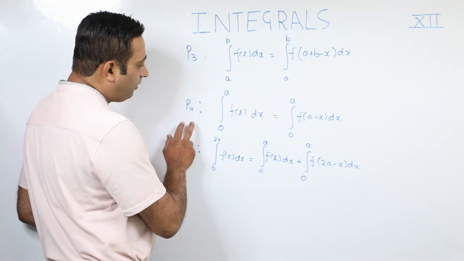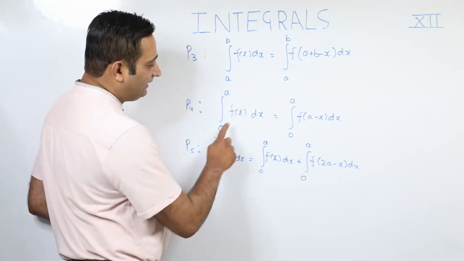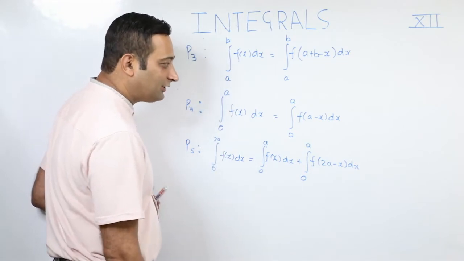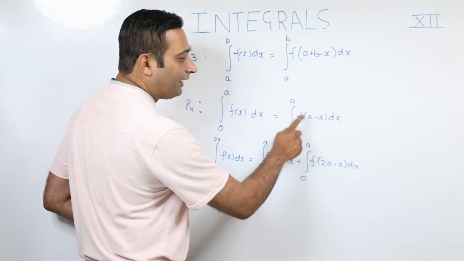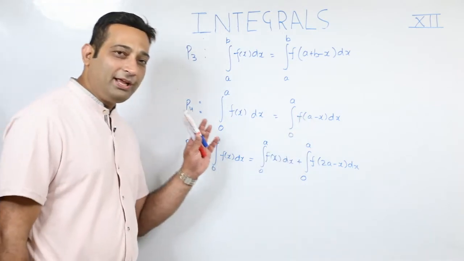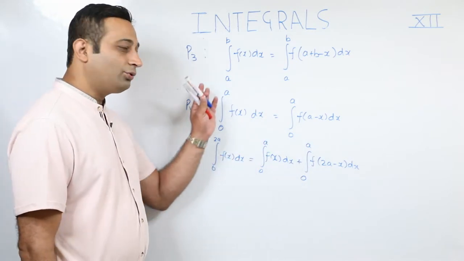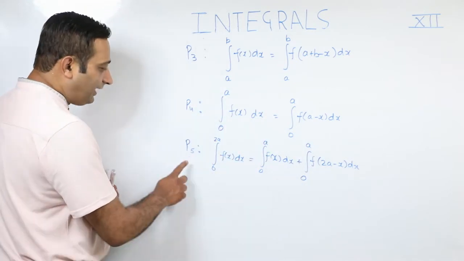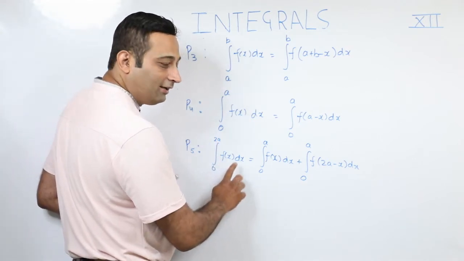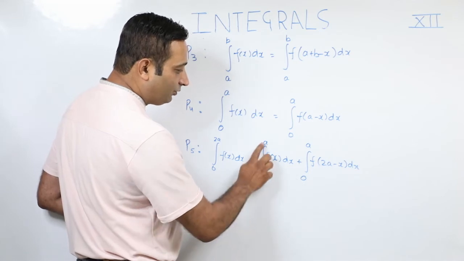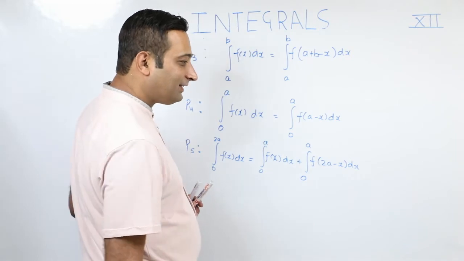So the next property is the P4 property. This is a particular case of the P3 property, that is the integral from 0 to a f of x dx is equal to the integral 0 to a f of a minus x dx. That is, we have replaced x by a minus x because the limits here are 0 to a. So the next property P5 is 0 to 2a f of x dx, which will be split in two parts, that is 0 to a f of x dx plus 0 to a f of 2a minus x dx.